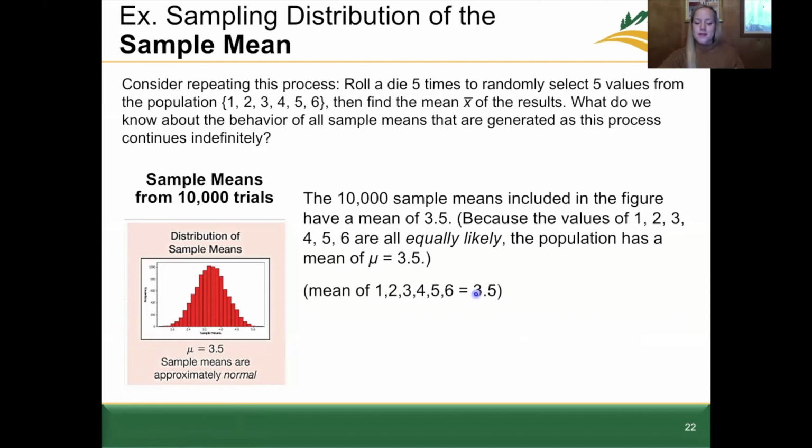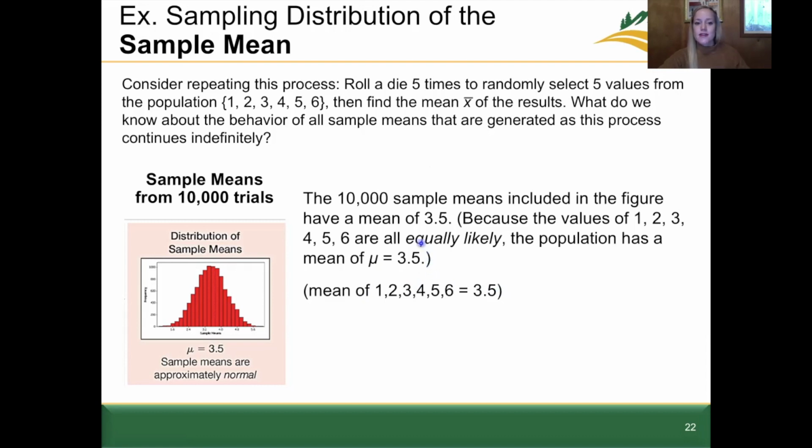Now, we could also reason through this. Even though we're only rolling the die 5 times, we could take the mean of all of our numbers on a die, so 1, 2, 3, 4, 5, 6. Regardless of rolling the die 5 times, or 6 times, or 4 times, or 3 times, or more, if we take the mean of all of our possible numbers on a die, we'll get 3.5. So this population mean does make sense.